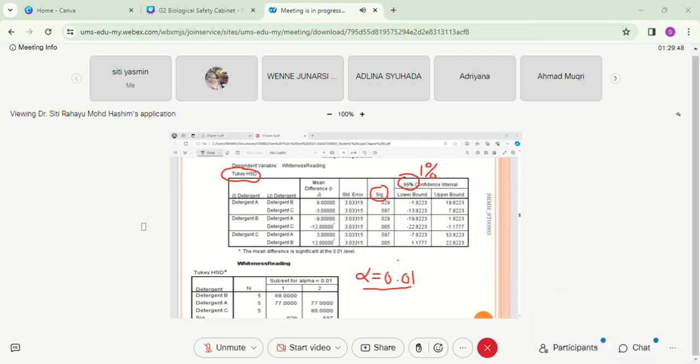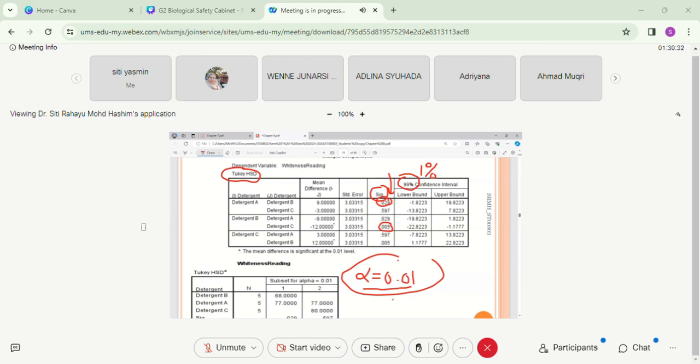Okay, Faiza says detergent B and C. Okay, correct Faiza, congratulations. Detergent B and C are significantly different in terms of whiteness reading. So, what happened to 0.029? This one is considered not significant at 1%. At alpha 1%, detergent A and B are considered not significantly different in terms of the whiteness reading because 0.029 is greater than 0.01. Okay?